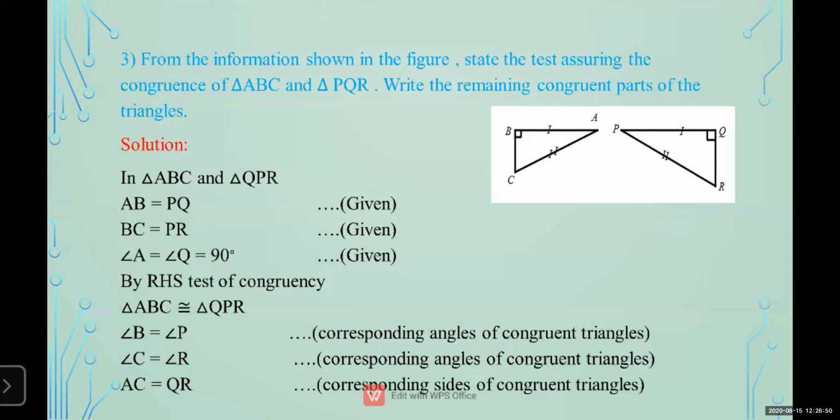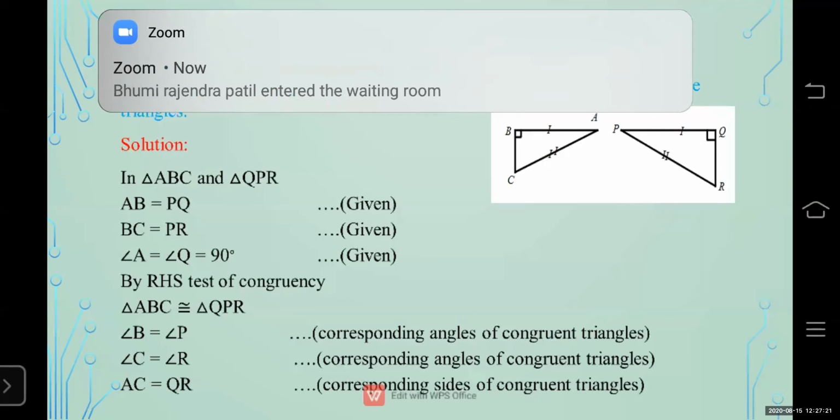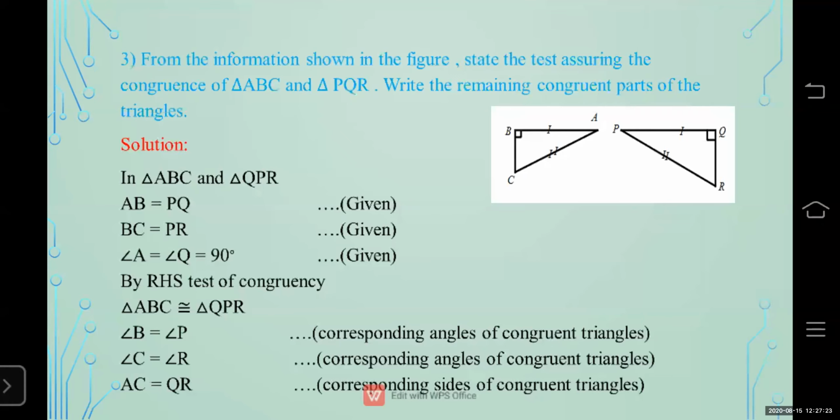Then which angle is given? Angle A is congruent to angle Q. Both are equal to 90 degrees. These all things are given. Now, by using which test? Hypotenuse side test. Hypotenuses are congruent and sides are also congruent. Okay. So by the hypotenuse side test, these two triangles are congruent.